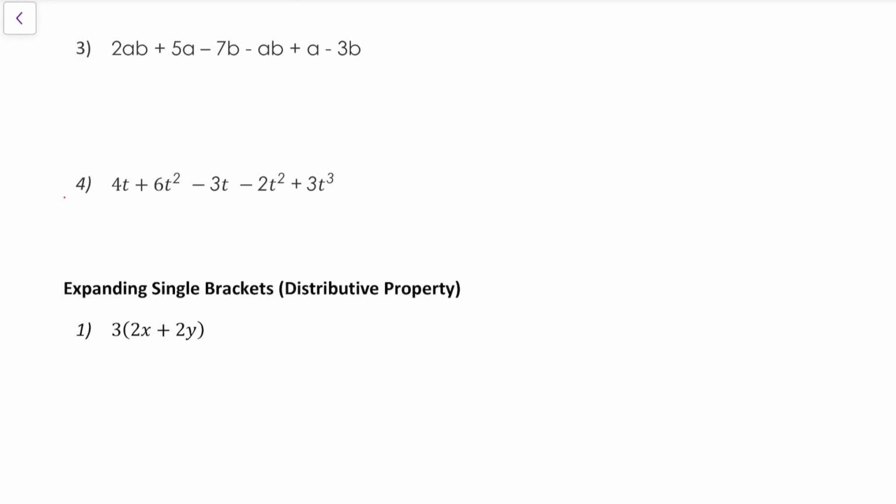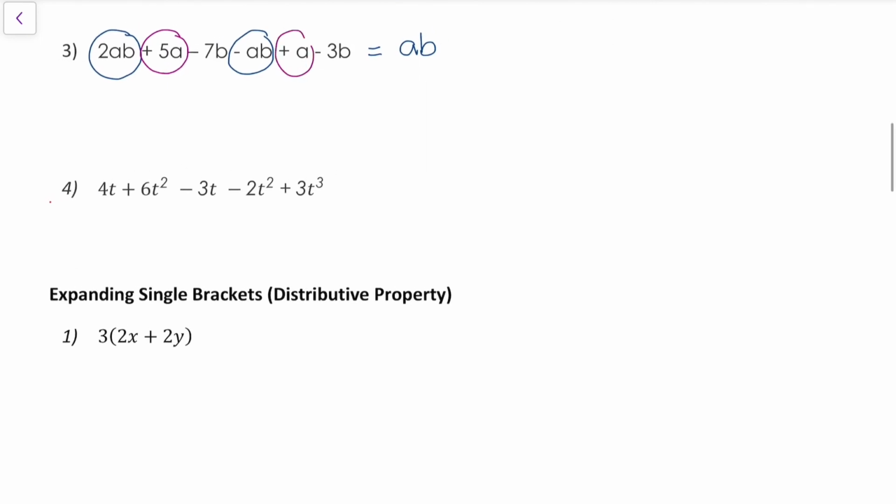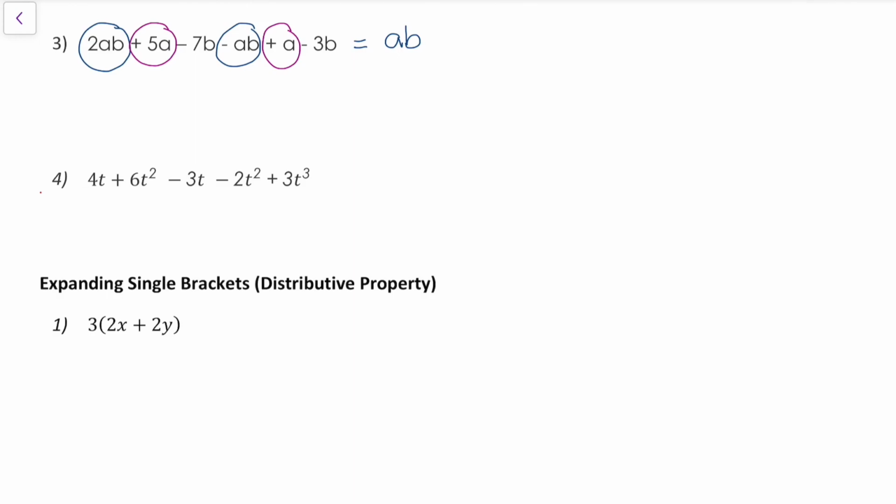Okay, so let's look at question number 3. My first is a 2ab, so I'm looking along my list to see if I have other ab's, and I do. I have a minus ab here. So I'm going to combine those together and have just one ab, and we don't need to write a 1 in front. We can assume that it's 1 ab. Then I have a 5a, so I'm looking for others that just are an a, and I have one here. And so all together I have a plus 6a.